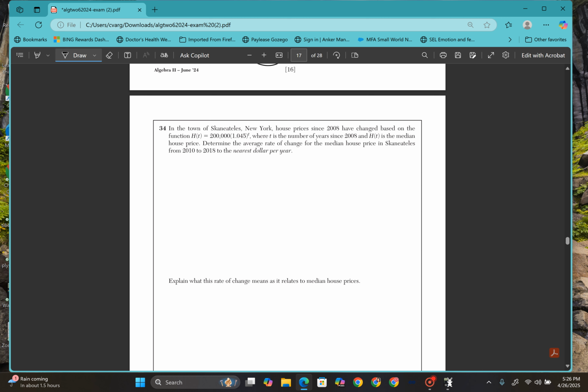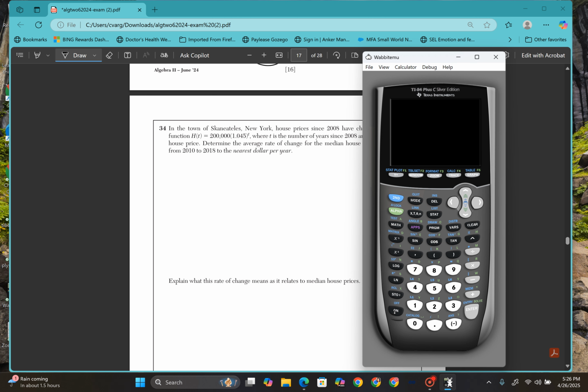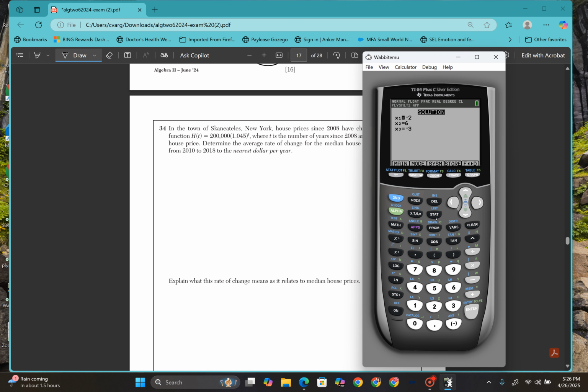Question 34. For this one, this is a straight calculator question. Average rate of change. So I'm going to go here. Let's quit this. Let's go to our main. Quit this app. I'm going to just reset my calculator. Second plus 712. And I'm going to go to my y equals, and I'm going to type in my function.